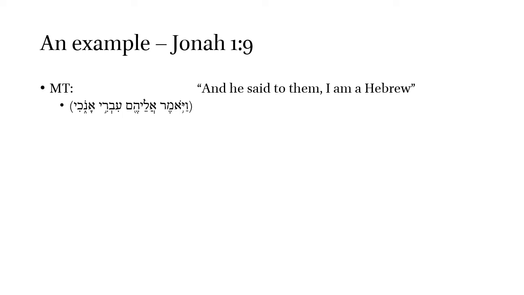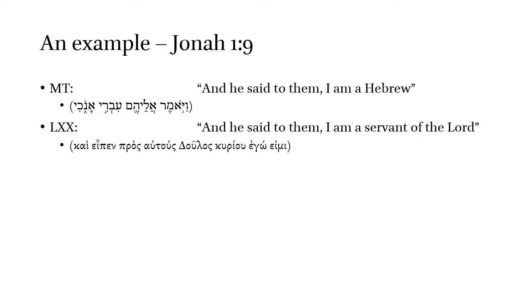And his response is, "And he said to them, I am a Hebrew. Vayomer Alehem, Ivri Anochi." So in the Hebrew, he says, "I'm a Hebrew." Okay, in the Septuagint, which we talked about in a previous lecture, it reads, "Kai epen pros autus dulos kuriu ego emi." And he said to them, "I am a servant of the Lord." Totally different texts, right? It would be hard, in English, to go from one to the other. And so what's going on?